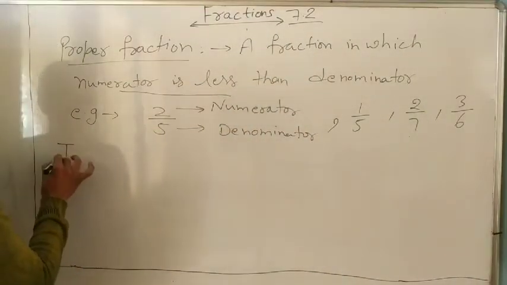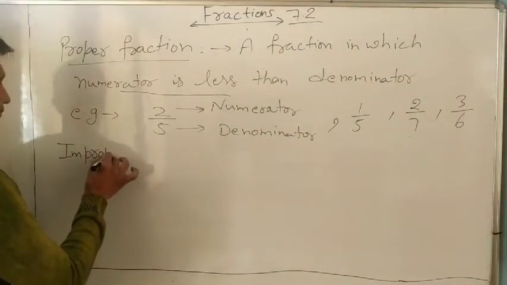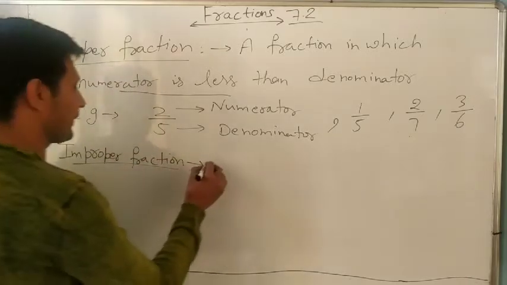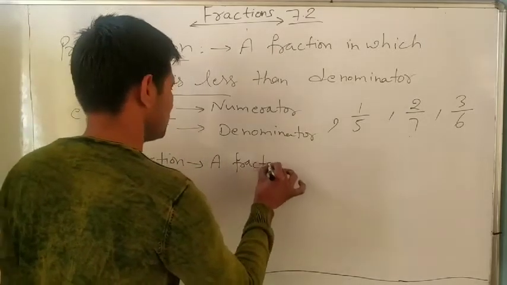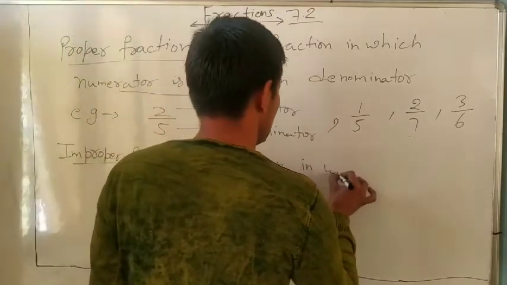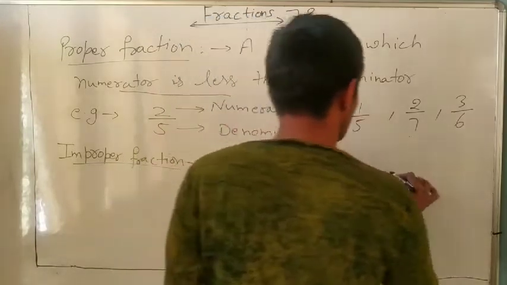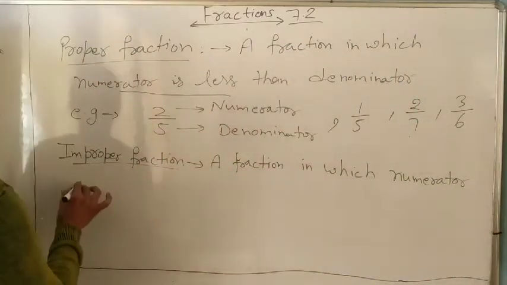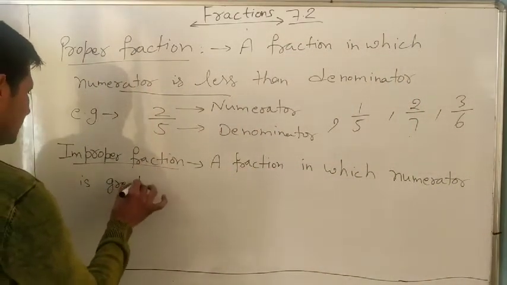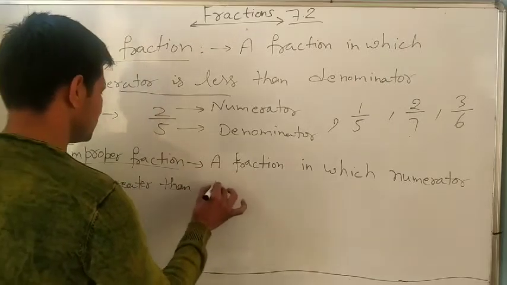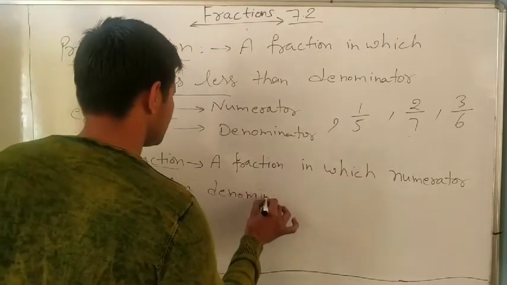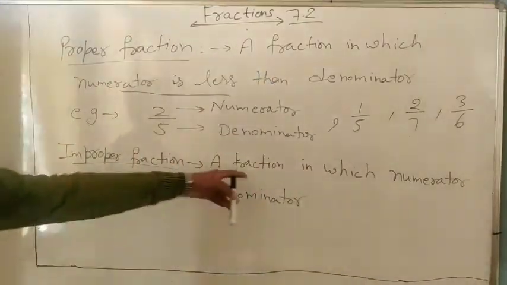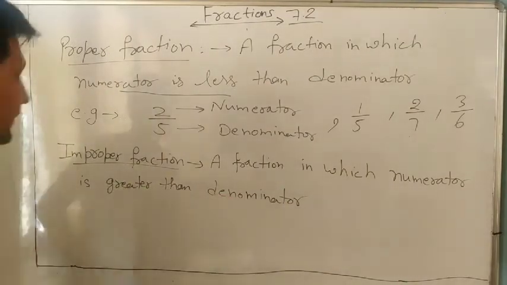Now improper fraction. Improper. Opposite of proper fraction. What is it? A fraction in which numerator is greater than denominator. In which a fraction in which numerator is greater than denominator.